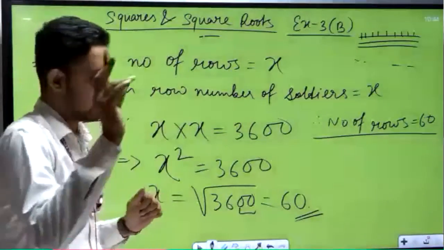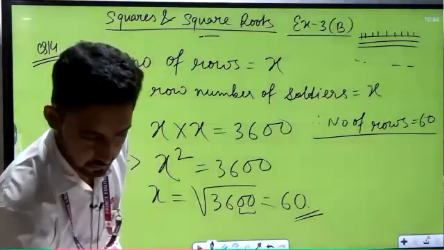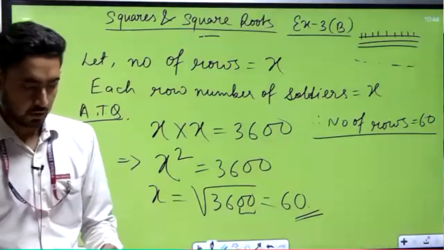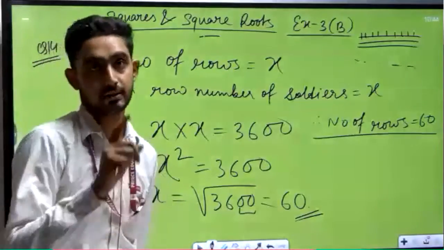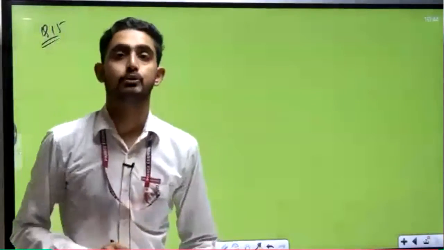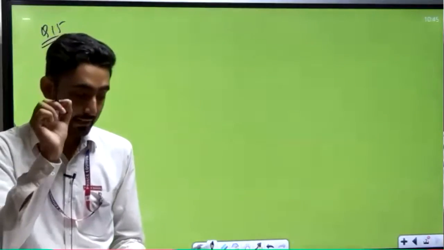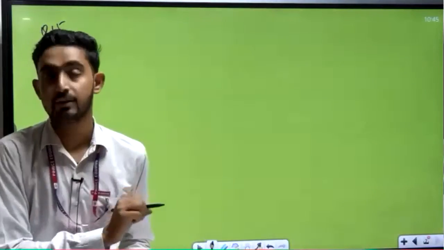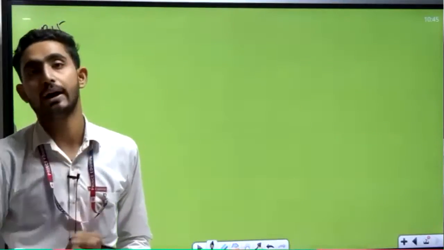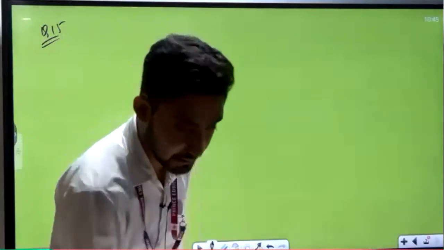Okay, now we'll move to the next question. Question number 15, also very important. See here. Now all of you read the question one time, check your book. This question says: find the perimeter of a square whose area is given, that is 6889 meters square.